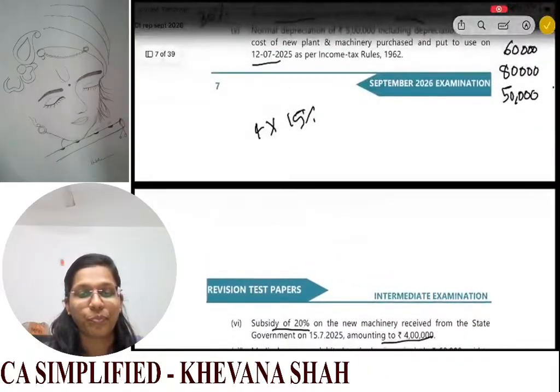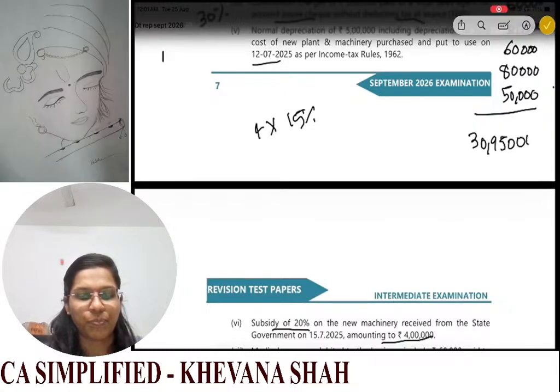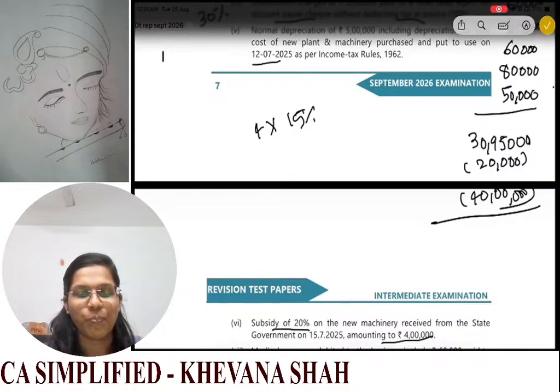Okay, so you'll get your total adjusted income as 30,95,000. Now from this, corporate bond interest of 20,000 and 4 lakh of your subsidy you will get as deductions. So your total business income comes to 25,75,000.